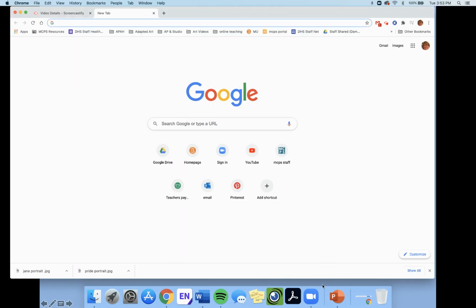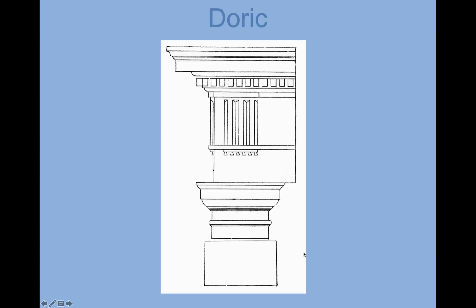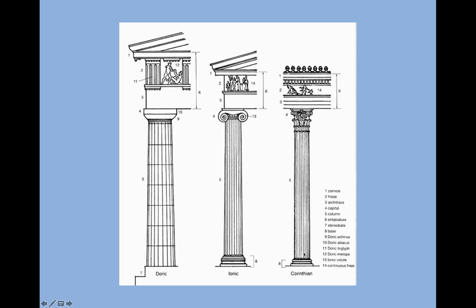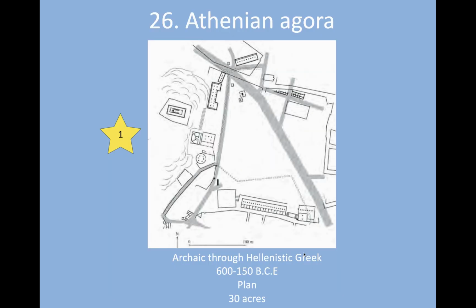Hi, guys. When I saw you last time, we were working on ancient Greece and we talked about the time periods and the Greek orders and the golden mean or golden spiral or golden ratio. And today we're going to start with our first Greek item, our first Greek image.